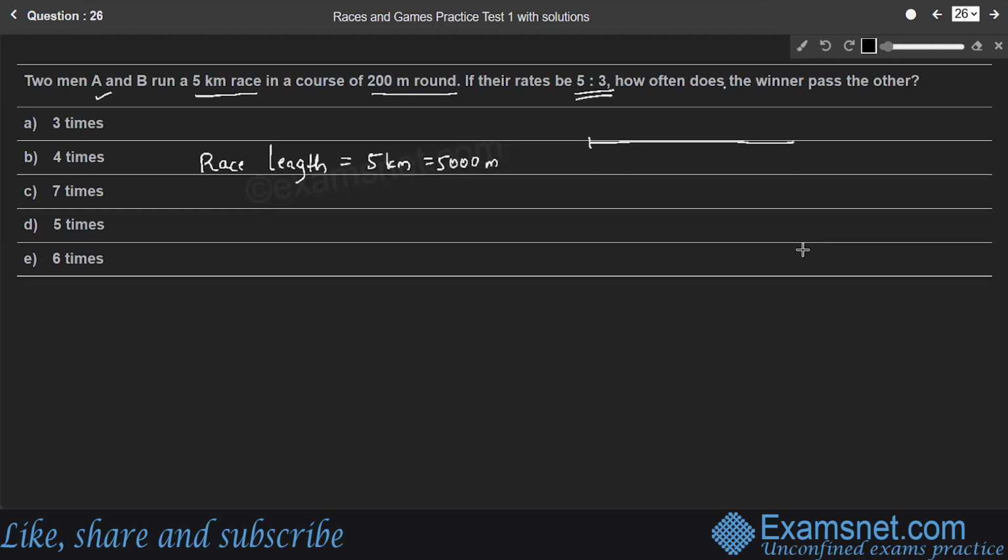Here the course length is 200 meters, right? In a course of 200-meter round. And two men, A and B, run at the rate of 5:3. So that means if A covers 5 meters of distance, then B covers 3 meters of distance, right? Here the winner is A because A has more speed compared to B. Therefore, A is the winner. His rate is 5, right?